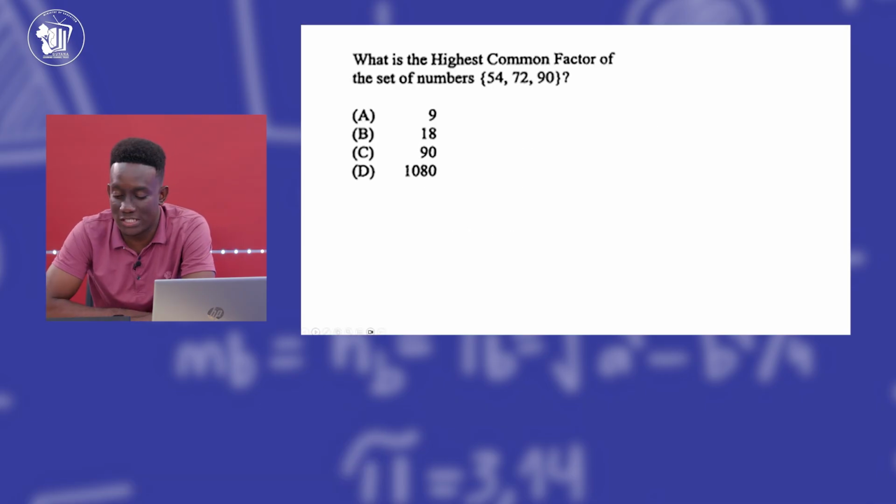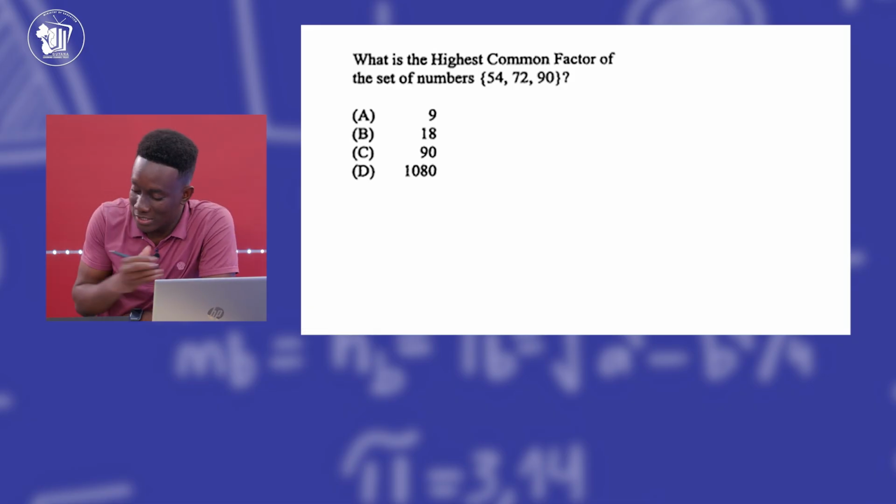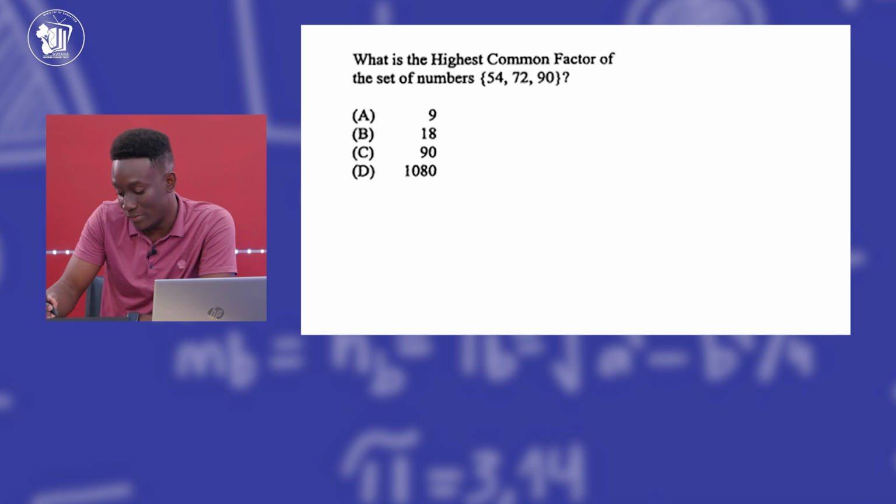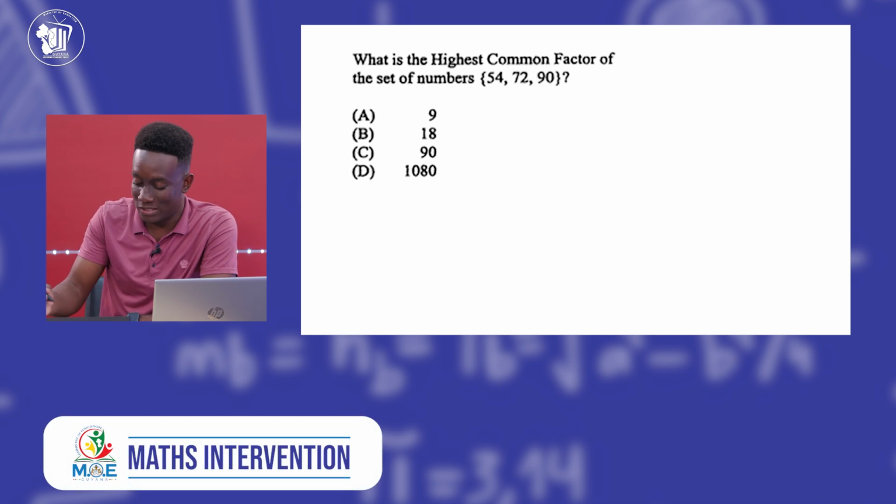So the next question says, what is the highest common factor of the set of numbers 54, 72, and 90? When we think about factors, we're thinking about numbers that can divide a number without leaving any remainder, and they want the largest number that can do that. So we see 9 times 6 will give you 54. 9 can go into 72; 72 divided by 9 would be 8. And 9 can go into 90 as well; 90 divided by 9 would be 10. So that is a factor, but we want the highest factor.